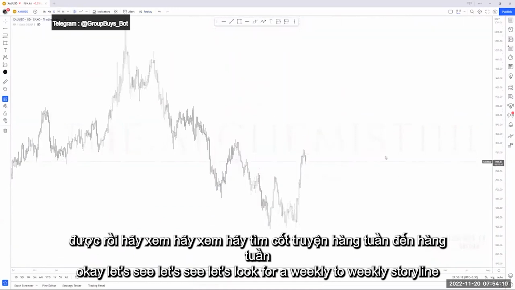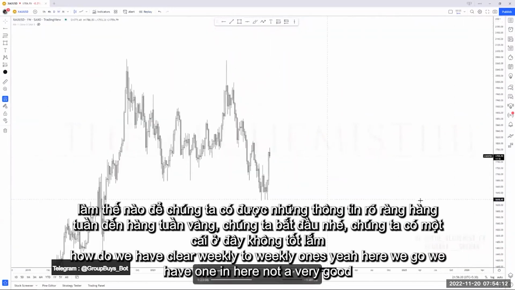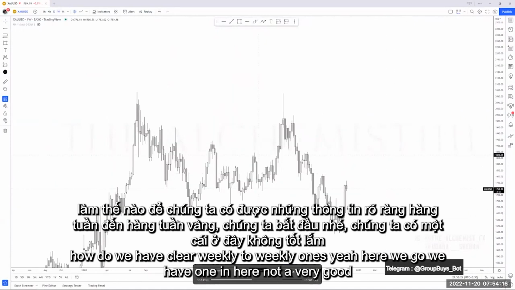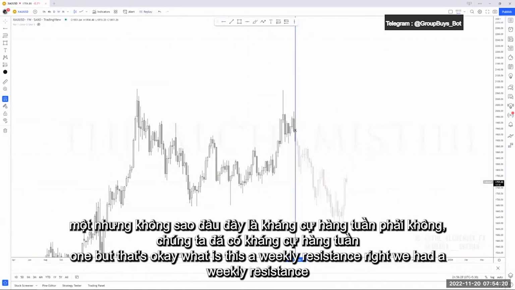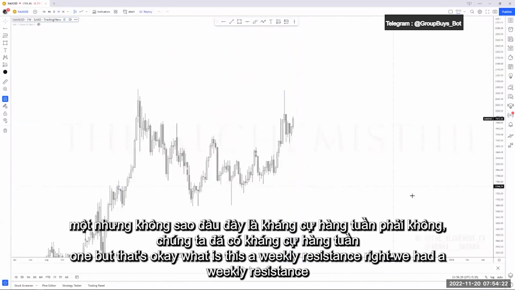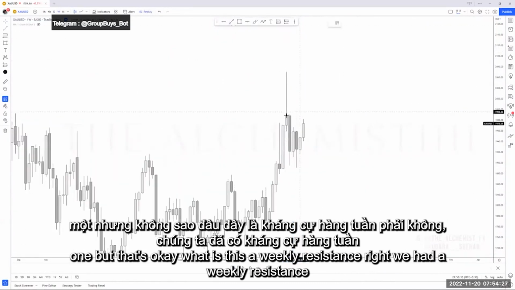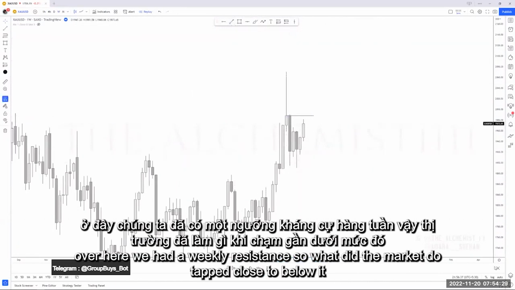Okay, let's look for a weekly to weekly storyline. Where do we have clear weekly to weekly ones? Yeah, here we go. We have one in here. Not a very good one, but that's okay. What is this? A weekly resistance, right? We had a weekly resistance over here.